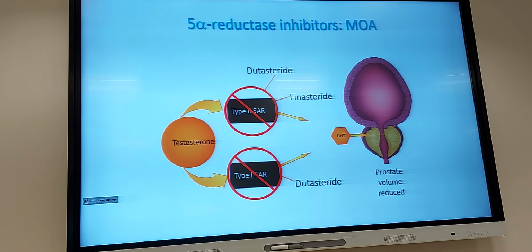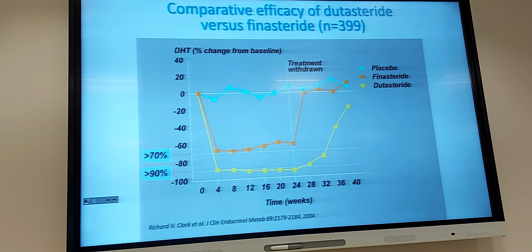So which one will be more efficacious? Dutasteride should be more efficacious in reducing the DHT level, and that's what was shown in one clinical study, that finasteride reduced the DHT 70%, while the dutasteride reduced it by 90%. So it was more efficacious in reducing the dihydrotestosterone levels. Okay, but clinically, when it comes to symptomatic relief, both are equally efficacious.